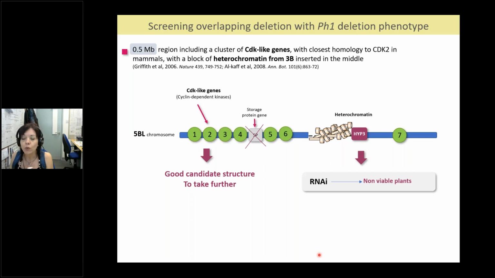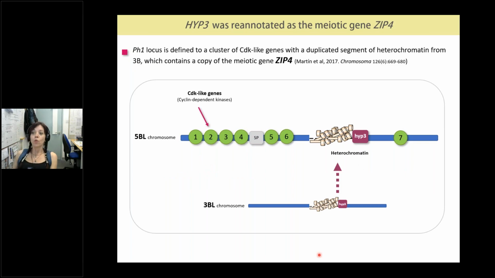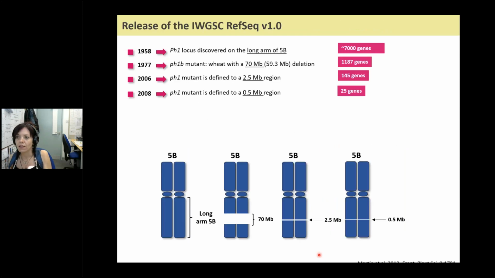And this was the situation when I started working with Graham's group. So for quite a while, 4 or 5 years, I was working on the Ph1 mutant, thinking that the effect that I was observing was a consequence of the CDK cluster, until one day we discovered that the gene that had been named Hype3 had been re-annotated and was actually a homolog of the meiotic gene ZIP4. And then we got really excited because that was a really good candidate for the Ph1 deletion phenotype. And from this moment, finally, everything worked really well.